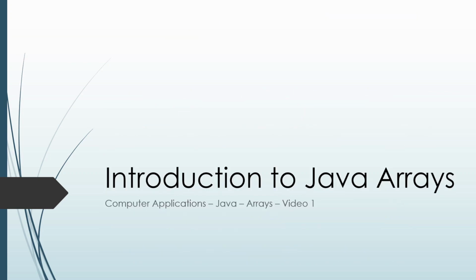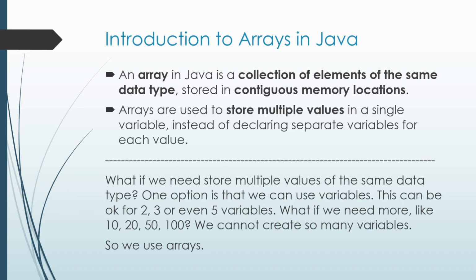Today's topic is Introduction to Java Arrays. So let us start. An array in Java is a collection of elements of the same data type stored in contiguous memory locations. Contiguous memory locations actually means continuous memory locations. So if we create variables, say 5 variables, those 5 variables could be stored in 5 random locations, not side by side. But in an array, all the elements are side by side.